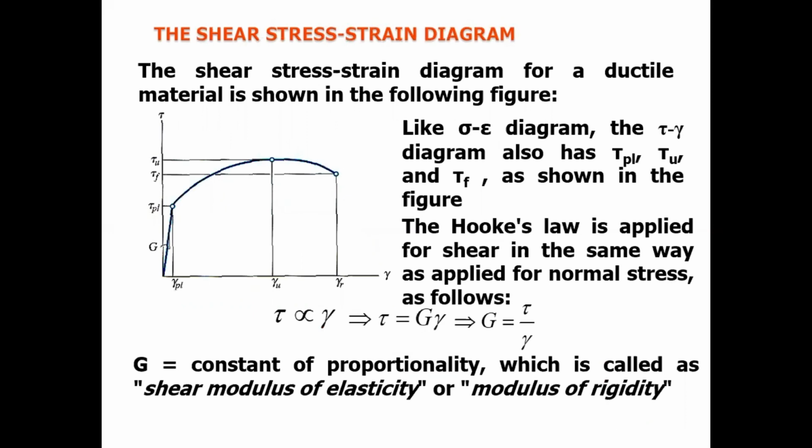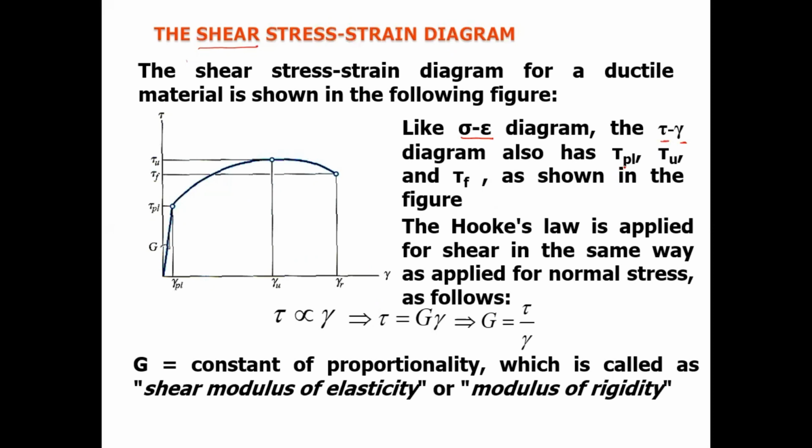The shear stress strain diagram. The shear stress strain diagram for a ductile material is shown in the following figure. Like the stress strain diagram, there is a tau and gamma diagram, which also has τpl, τu and τf as shown in the figure. Basically, it is the figure which we saw before. That one is for the normal stress strain, and this one is for the shear stress strain, this is the shear strain.